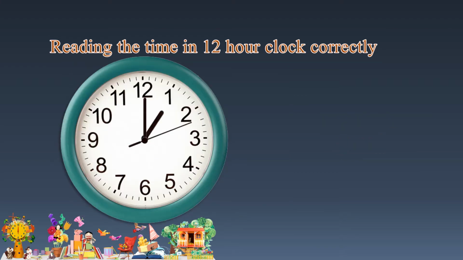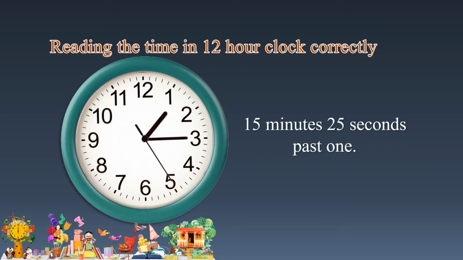Now, can you read the time which is mentioned in this clock correctly? We'll see. Where is the hour hand? That is near 1. Then what about the minute hand? That is near 12. So now we'll have a look at the second hand. How many small lines has it passed already? It has passed 12 small lines. Therefore, it is 12 seconds past 1.